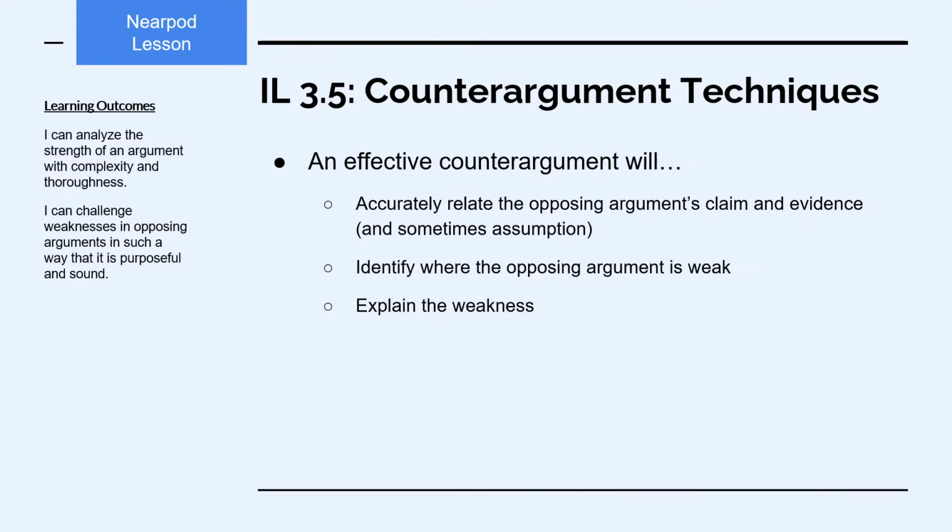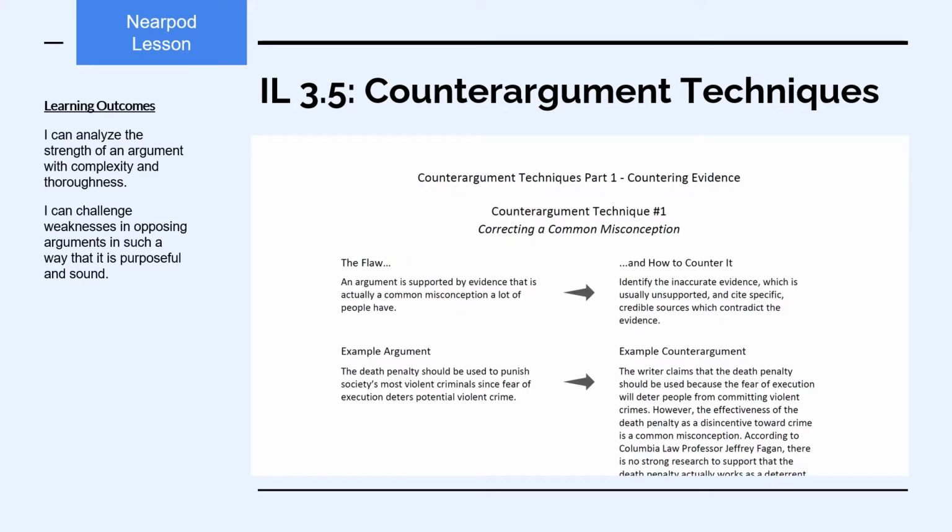Begin by accurately relating the opposing argument's claim and evidence, and sometimes the assumption if the flaw is in the assumption. It will then identify where the opposing argument is weak, and finally explain the weakness. Today's exercises will walk you through a series of 10 different counterargument techniques. And this is what each technique looks like.